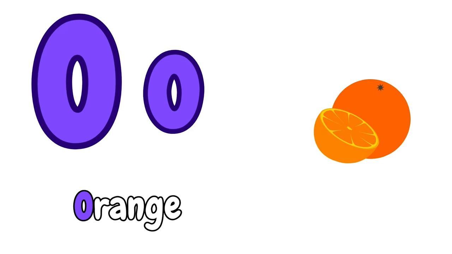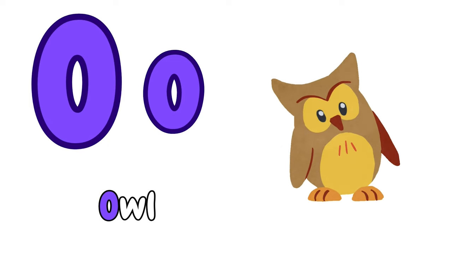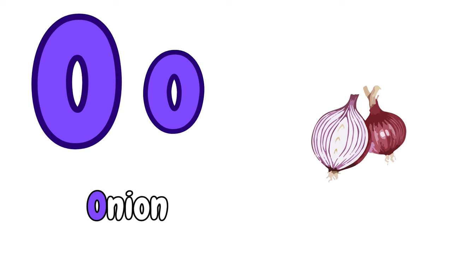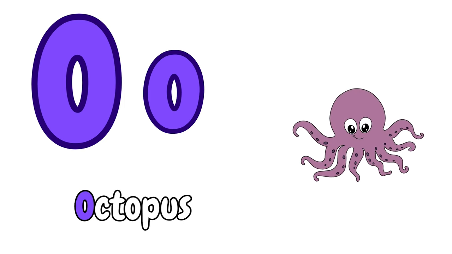Now, let's see which all start with alphabet O. O for orange. O for owl. O for onion. O for octopus. Can we say once again, kids?